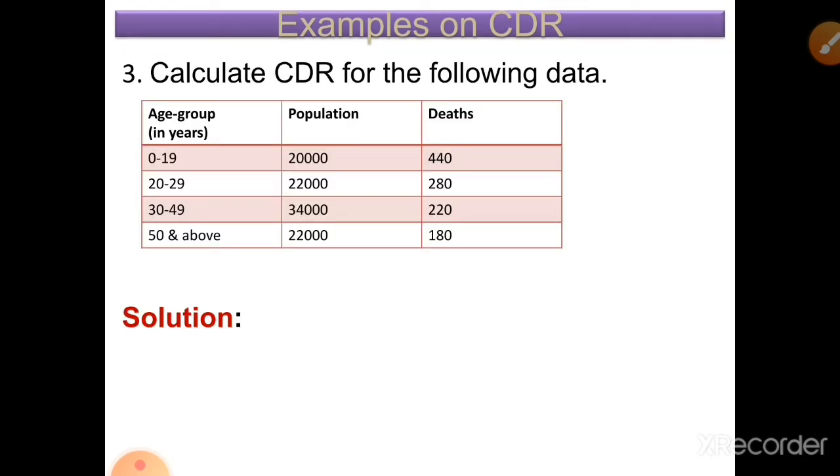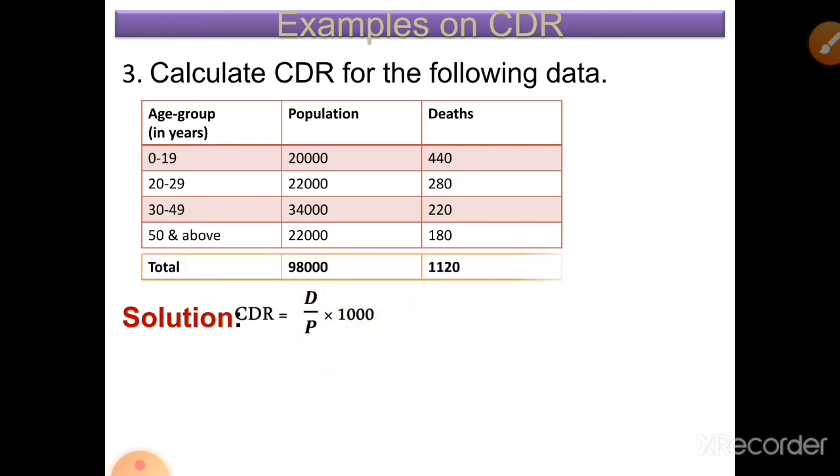Let us solve the next variety of example, that is the third example. Calculate CDR for the following data. The first column is age group, the second column is population, the third column is deaths. For this example we have to find out CDR. As we know, the formula of CDR is D upon P into 1000. So to calculate CDR we need total deaths and total population.